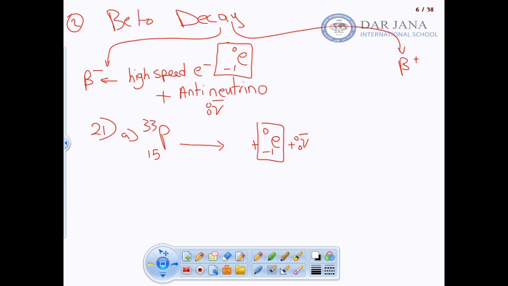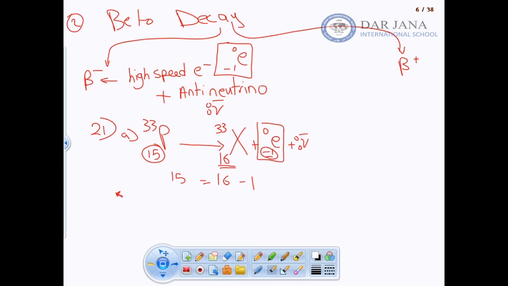The antineutrino has no mass, no charge. It is related to the energy of the reaction. They recently discovered the antineutrino and the neutrino. Later we will talk about the neutrino. So here we have an element. Since we have -1 here and we have 15, so here we should have 16. 15 is equal to 16 minus 1. 33, it's here also 33. 33 plus 0 is 33.